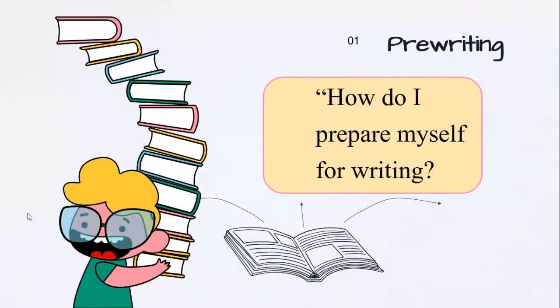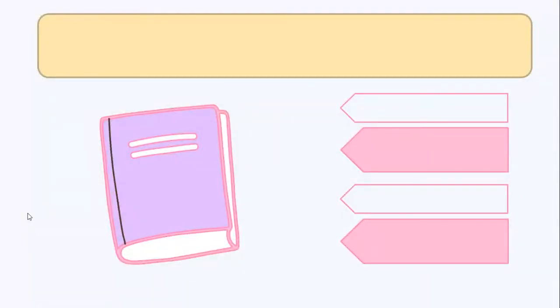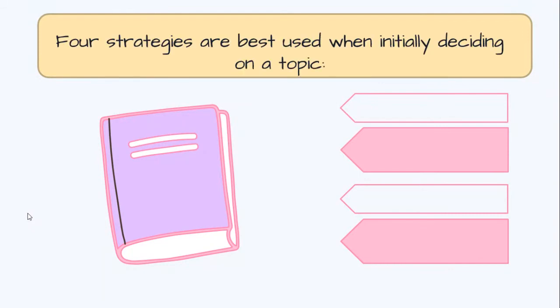Now, the first step, which is pre-writing. How do I prepare myself for writing? Pre-writing is the stage of the writing process during which you transfer your abstract thought into more concrete ideas. Although pre-writing techniques can be helpful in all stages of writing, the following 4 strategies are best used when you have initially decided on a topic. The first strategy, free writing.